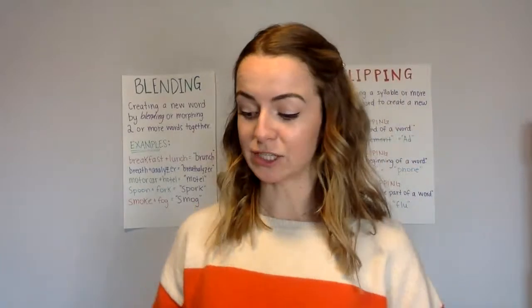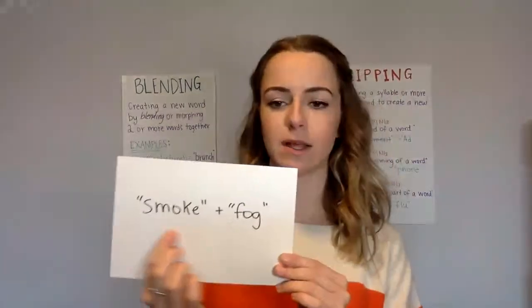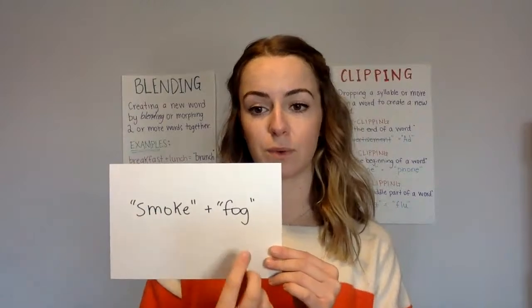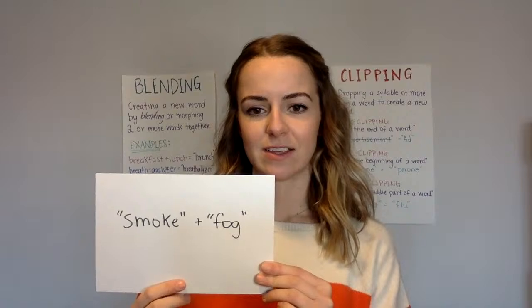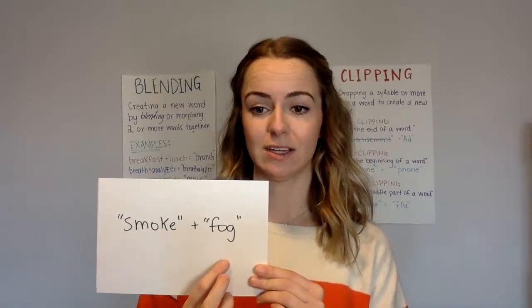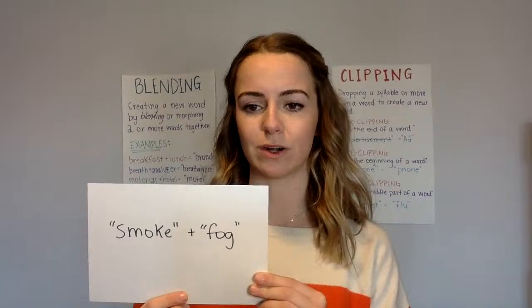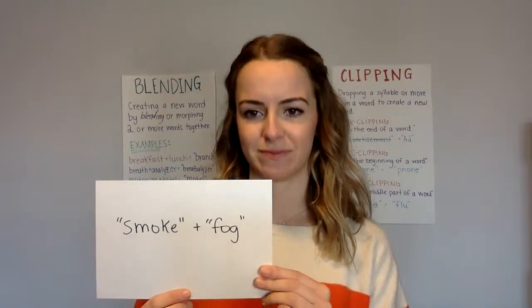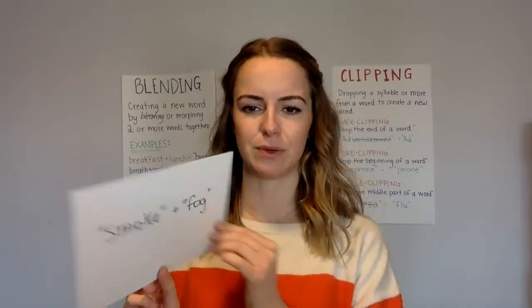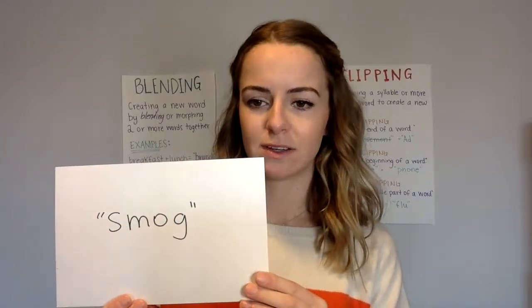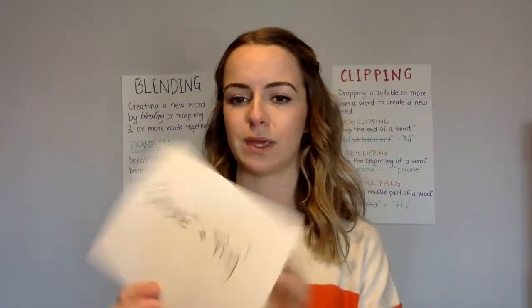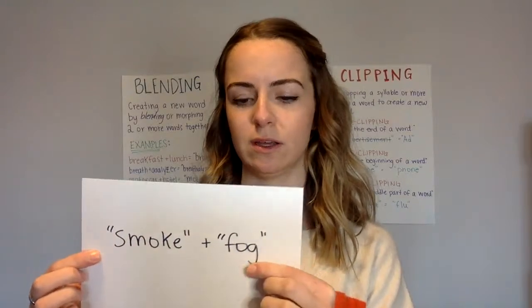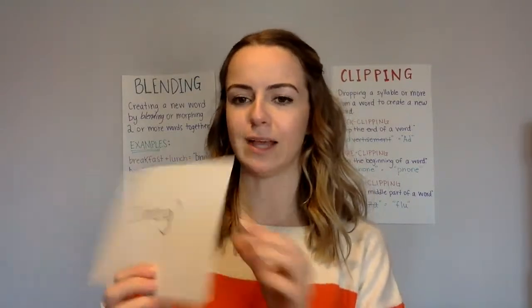Now, last one. How could we blend smoke plus fog? Remember, we have to clip part of the word and blend it all together. So when it's smoky outside and it's foggy, how could we blend that to make it one word? Very good. Yes, we would create the word smog. Okay, and smog is a real word. We just blended those two different words together to create a new one. Okay, smog. So we kept the S and we kept OG, SM and then OG, and that creates smog.